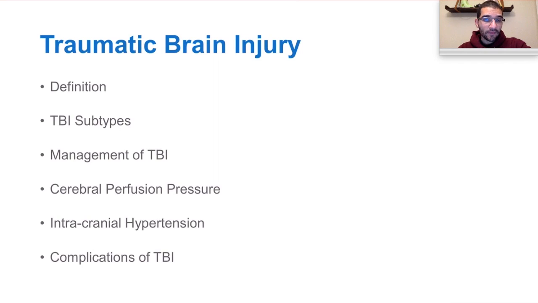So this is our content outline for this lecture. We're going to define traumatic brain injury. We're going to describe the different types. Then we will move on to the management of traumatic brain injury, focusing on cerebral perfusion pressure and intracranial hypertension, and then conclude with complications of traumatic brain injury. This particular lecture will be divided into two parts.